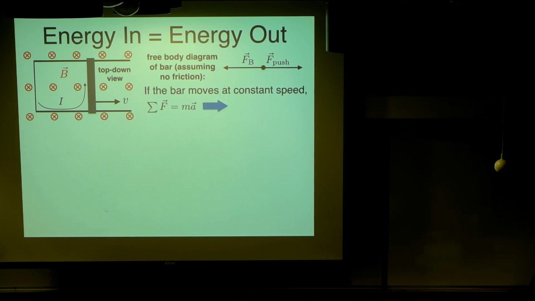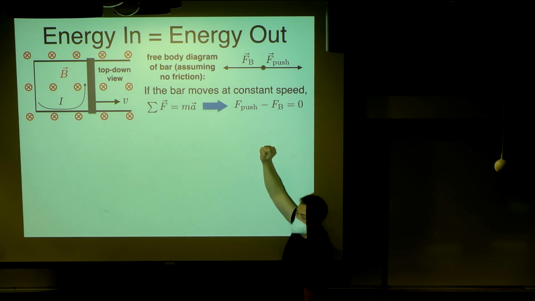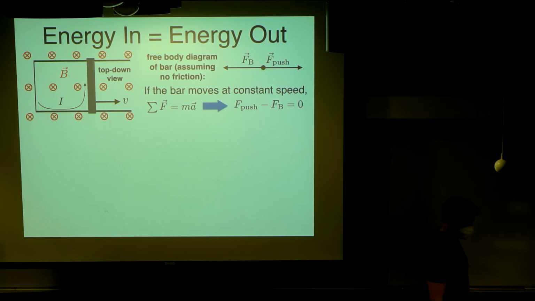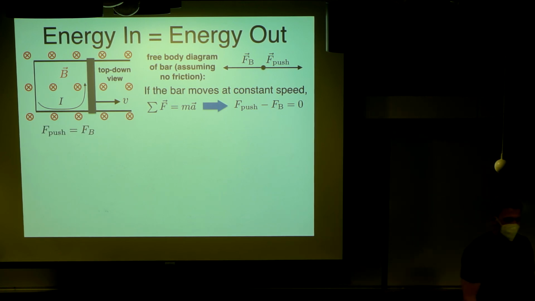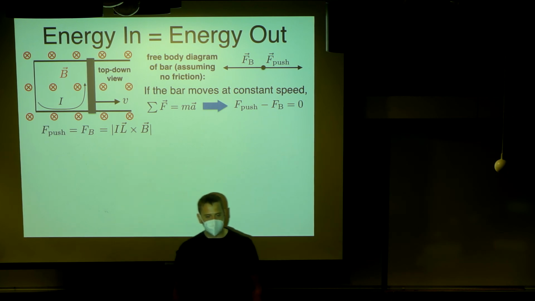So if the bar moves at a constant speed, let's say that's the case for simplicity, let's apply F equals ma to it. Basically, we have a push and a magnetic force going in two opposite directions. So when we sum them, we just have F push minus F_B, and then we're saying there's no acceleration. We move at a constant speed, so we get 0 on this side. So what does that mean? It means whatever we're pushing with is exactly as strong as our magnetic force, which I'm going to remind you is given by IL cross B, and we're just finding the magnitude of that right here.